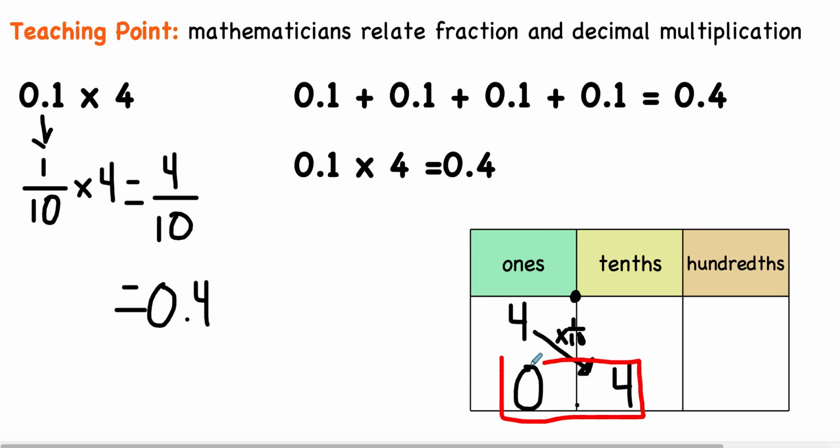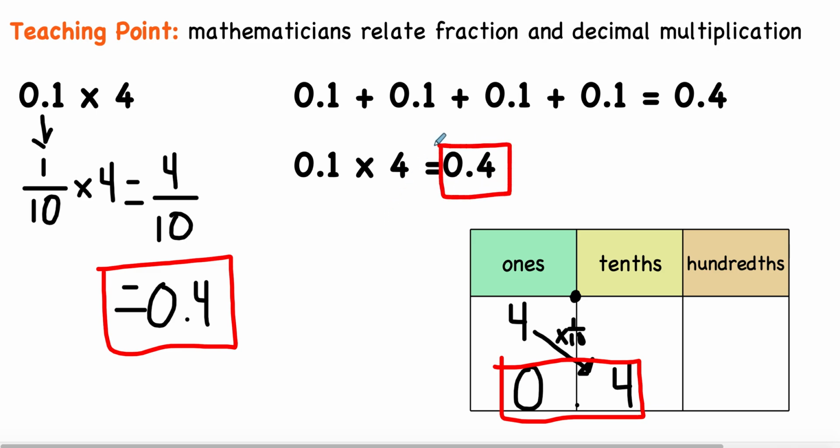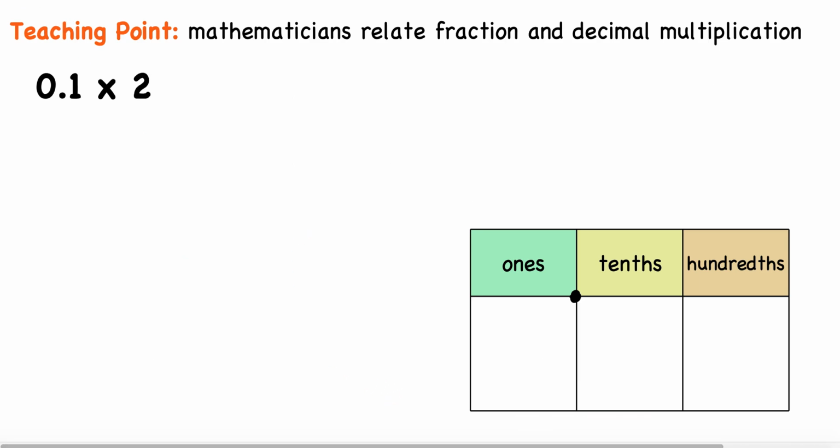So we just thought of 1/10 times 4 in 3 different ways. We thought of it with a place value chart. We thought of the 1/10 as a fraction and multiplied, and we thought of it with repeated addition and adding the decimal together. And we got 4/10 each time. Let's get some more practice.